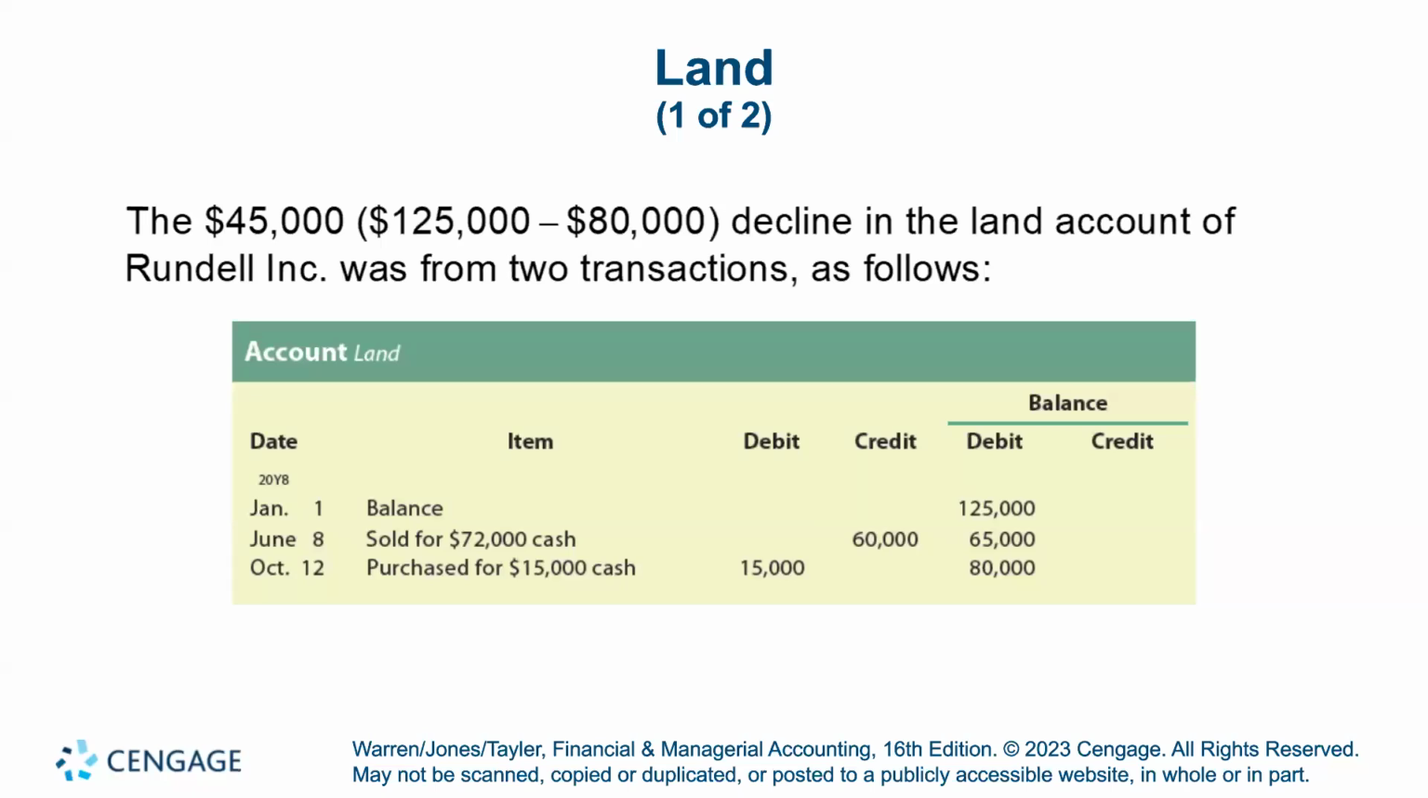We've done those before. So we'd show our cash going up by 72,000, our land going down by 60,000, and the difference between the two would be a gain. We sold it for more than its book value. So you're right in the sense that if there was accumulated depreciation, that would have also factored in. But in this case, looks like we didn't have any. All right.